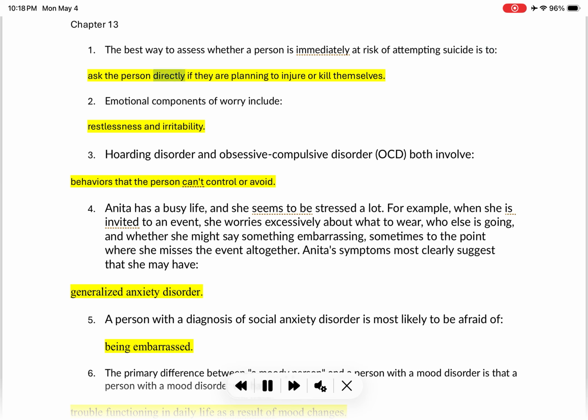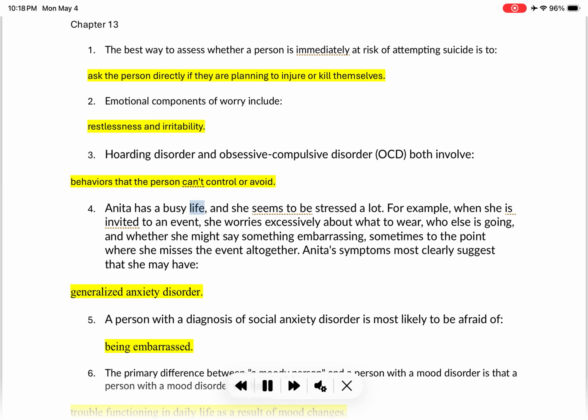the person directly if they are planning to injure or kill themselves. Emotional components of worry include restlessness and irritability. Hoarding disorder and obsessive-compulsive disorder, OCD, both involve behaviors that the person can't control or avoid.